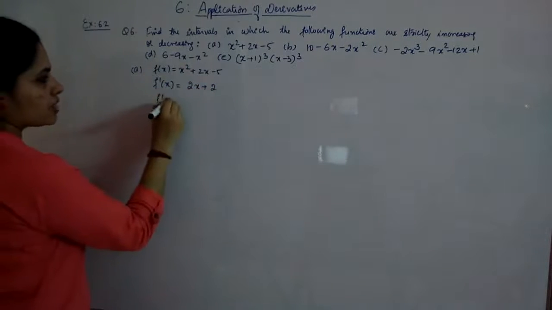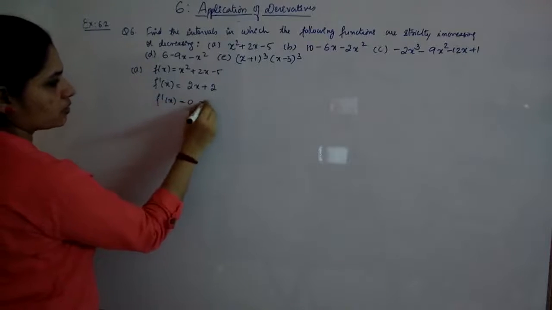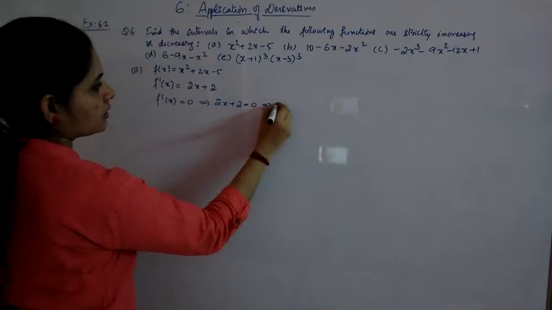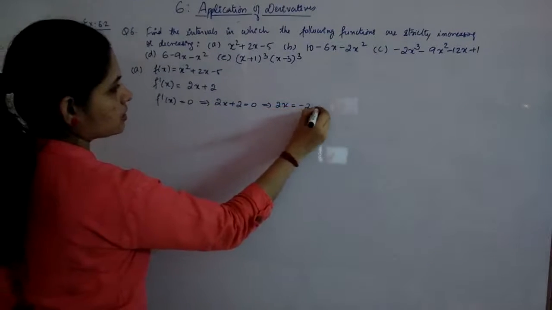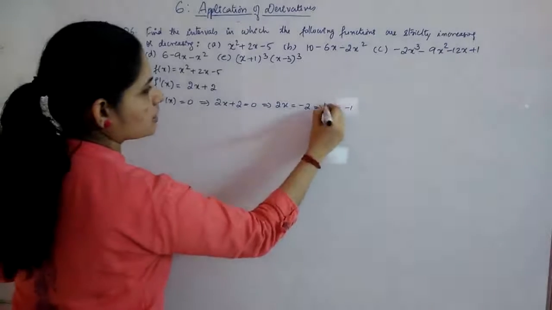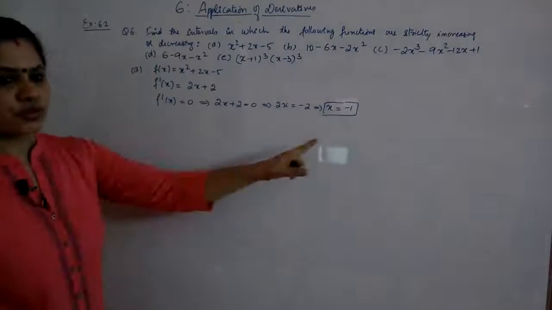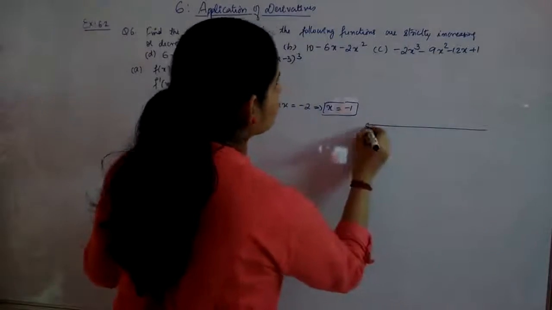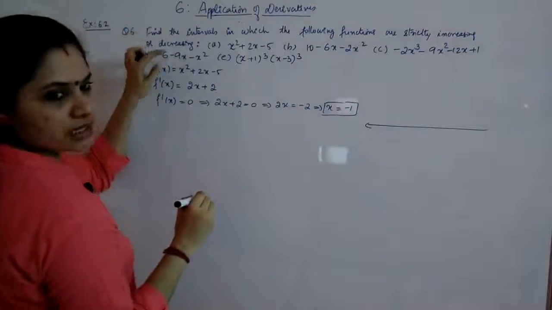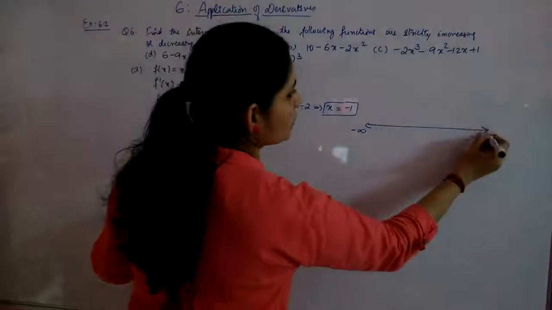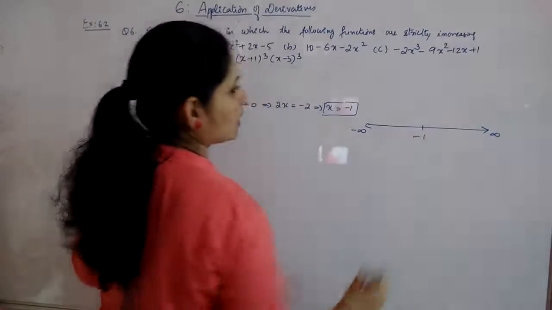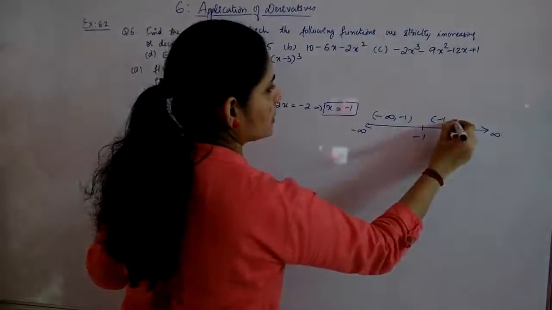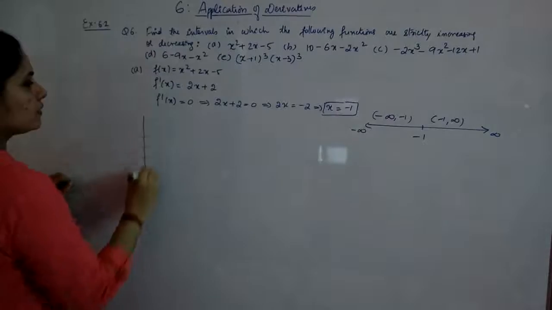Now equate f dash of x to 0, which gives 2x plus 2 is equal to 0. That is, 2x is equal to minus 2, or x is equal to minus 1. So this will be the point where you have to divide your interval. Again, it is not described in which interval, so we will take minus infinity to infinity and let the breakage be minus 1, so that the intervals are minus infinity to minus 1 and minus 1 to infinity. Okay, now we will check.